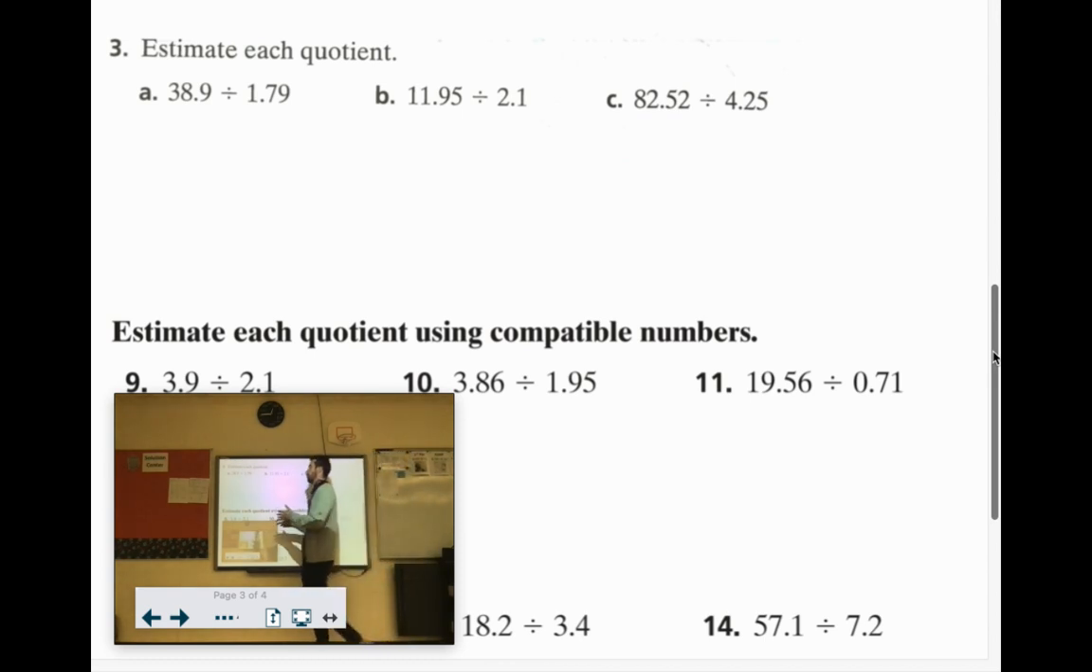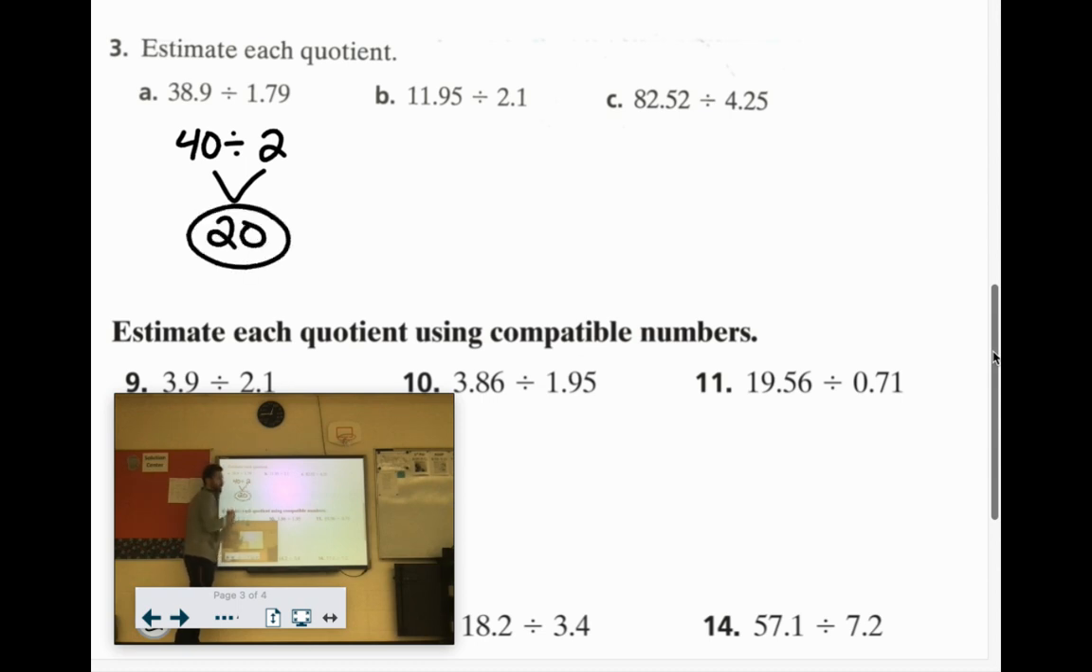38.9 divided by 1.79. I like to start with the number in the back. Divided by 1.79, let's call it divided by 2. Now 38.9 is close to 39, but 39 isn't evenly divisible by 2. So you could bump it down to 38, sure. You could bump it to 40. Personally, I would bump it to 40. We're getting an estimate, and 40 is easier for me to divide by 2. So 40 divided by 2 would give me 20. And if you did 38 divided by 2, it would be 19. They're very close. We're getting close estimates, not exact answers.